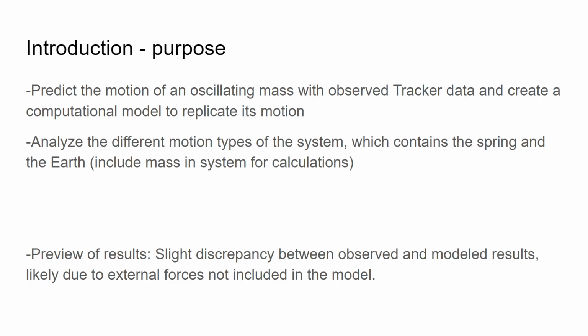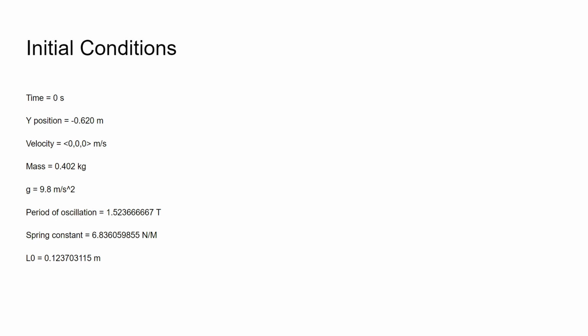And a preview of the results is that there's a slight discrepancy between the observed and modeled results, likely due to external forces that were not included in the model. So here are the initial conditions. It starts at time 0, and that's my y position, 0 velocity because it's from rest, and we have the given mass from the video, period of oscillation determined, and spring constant and initial stretch all determined with methods presented through videos.